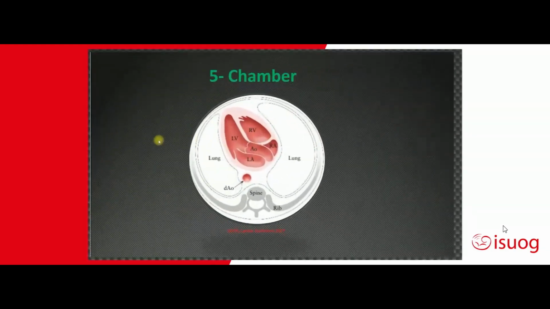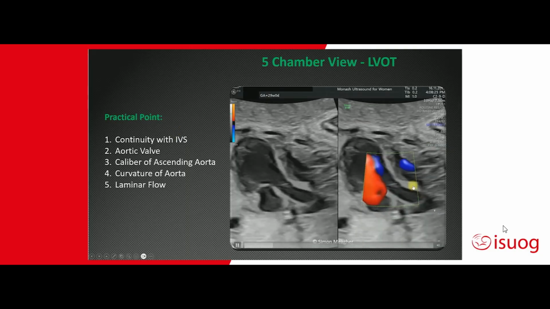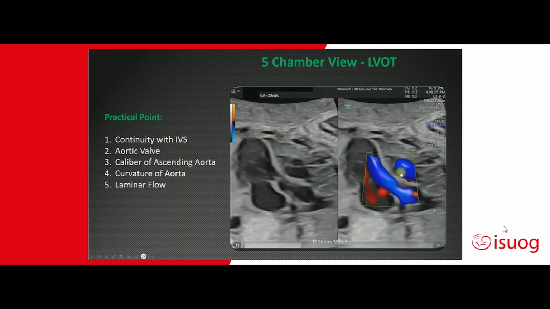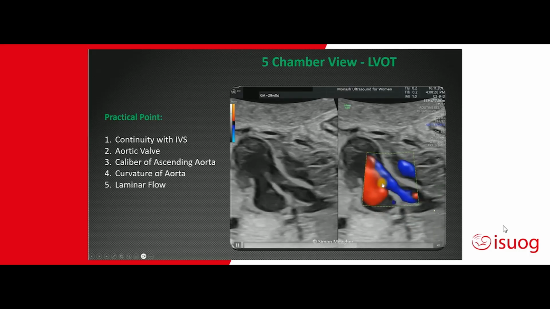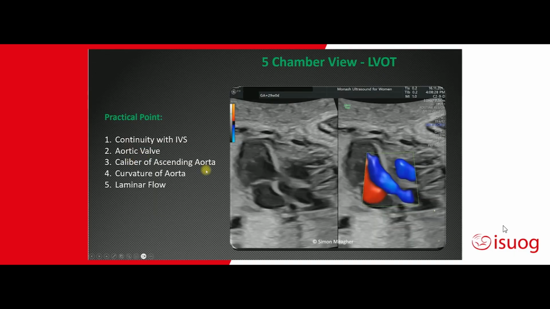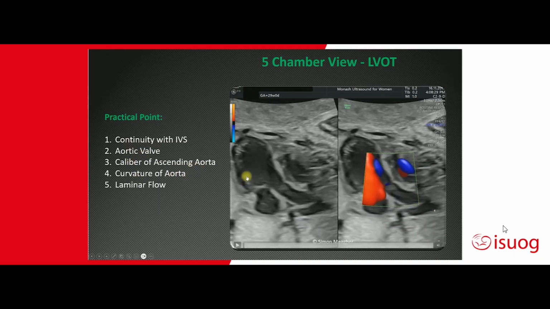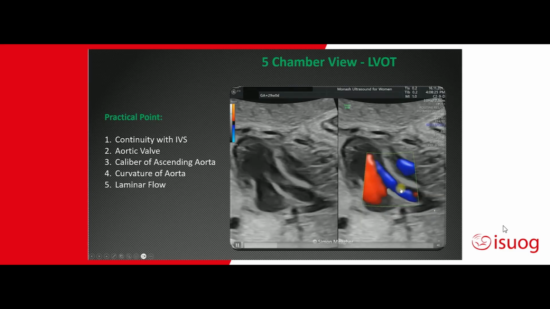Now let's move to the five-chamber view of the heart. This just shows the left ventricular outflow tract. And the key landmarks you're looking for here is the anterior wall of the aorta is continuous with the ventricular septum. You're looking at the continuity, the aortic valve, to make sure it disappears completely. You're looking at the caliber of the ascending aorta, the curvature of the aorta, that it doesn't go up straight like an interrupted IVC. And you're looking to see there's laminar flow, no features to suggest aortic stenosis.